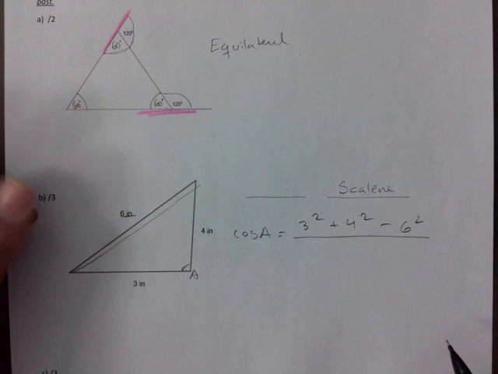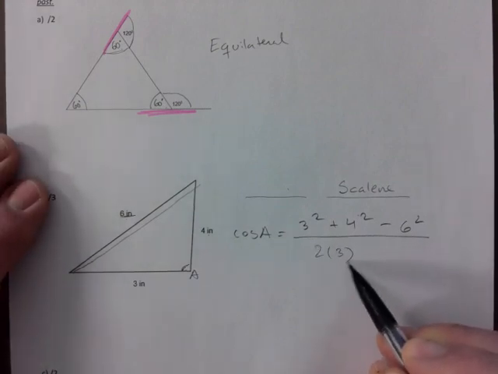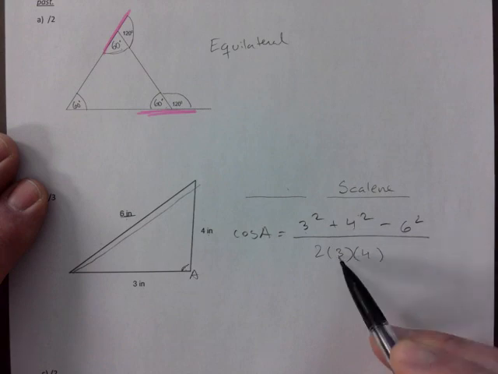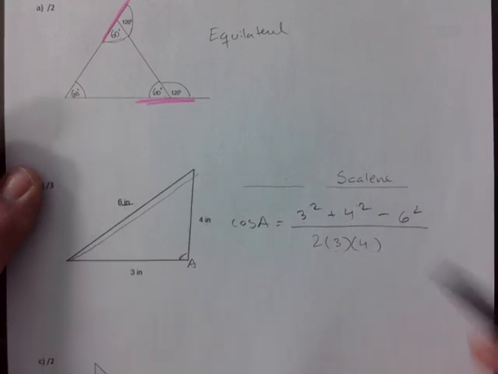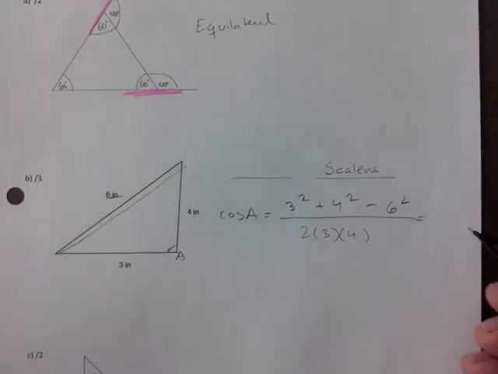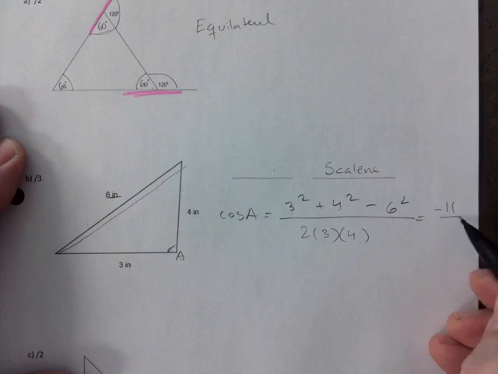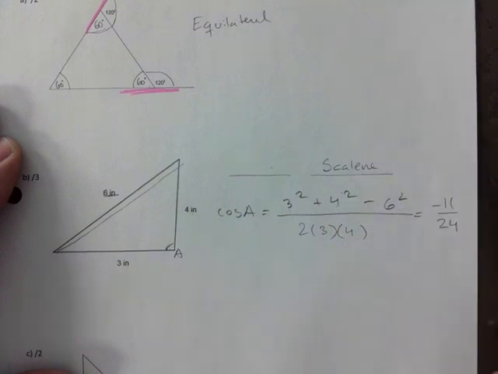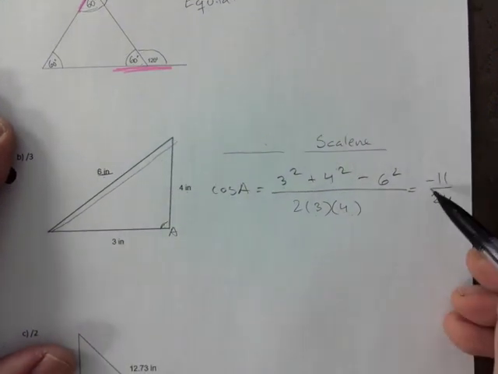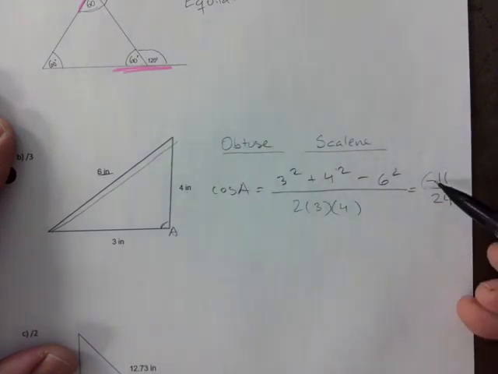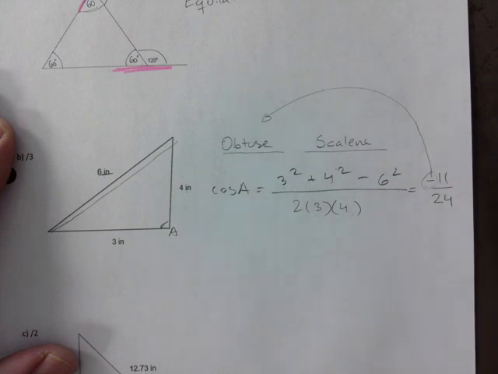You feel free to add this using a pen, right? And then the two sides here that are added, they also multiply down here. And you get, where's my answer key? You get negative 11 over 24. You know already this is obtuse, right? Because of that you can conclude, hey, this is going to be obtuse.